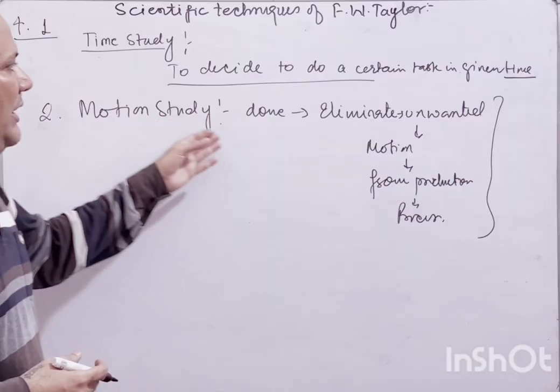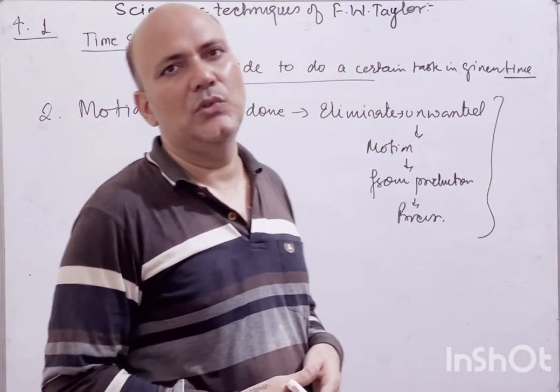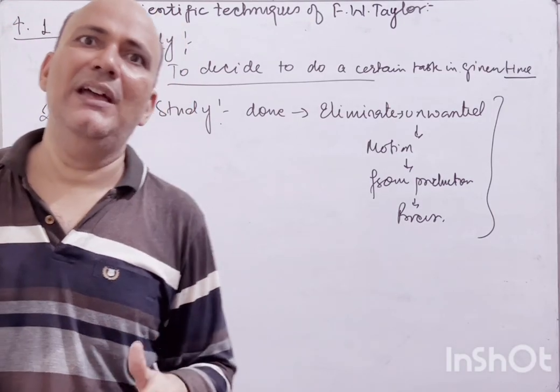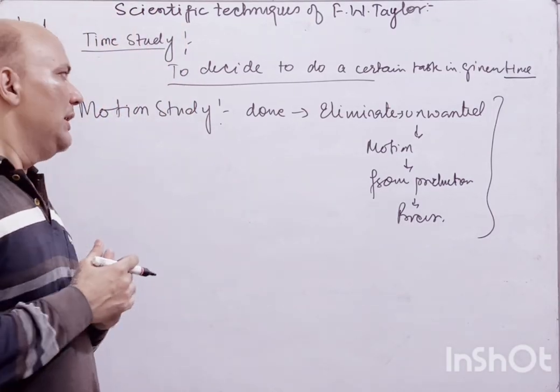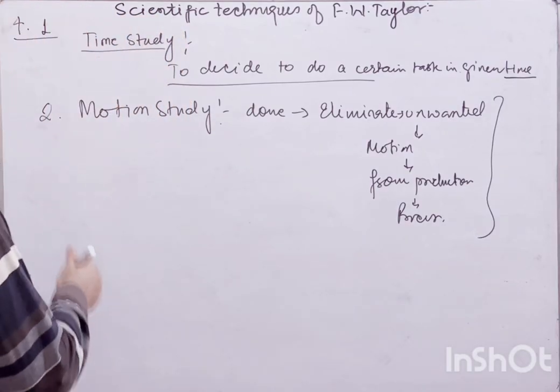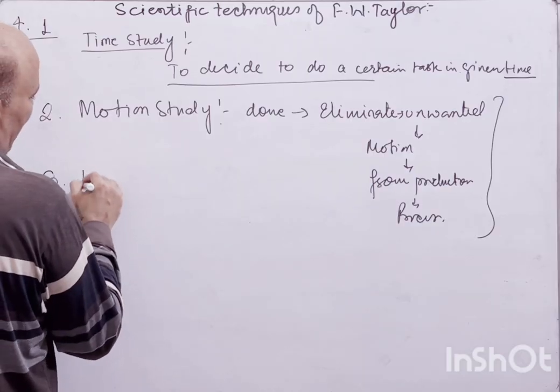So motion study is done to eliminate the unwanted motion which is there in the production process, so that the work can be minimized, and the efficiency can be brought up for the employee as well as for the organization, right? Then comes the fourth part, which is method study.